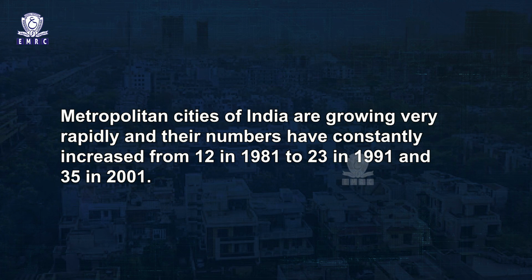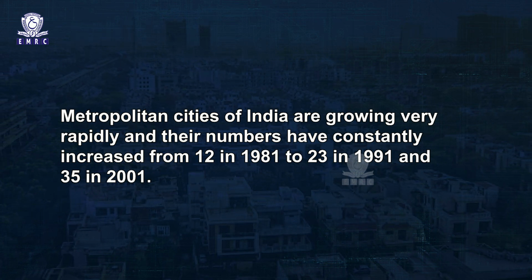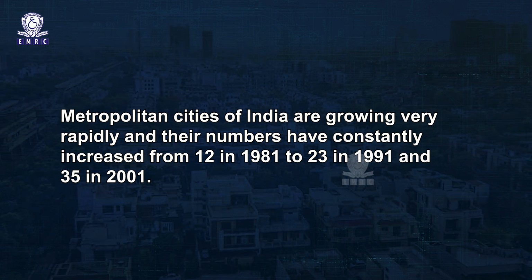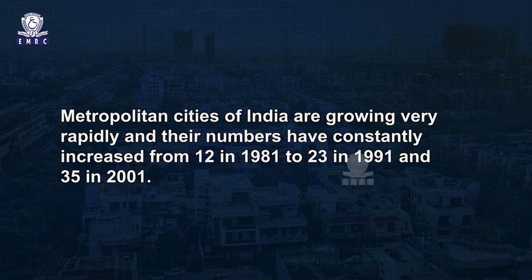Moreover, most of the urban population is concentrated in the class 1 cities, accounting for 65% of the total urban population, and these cities are expanding at a faster rate than average population growth. A more disaggregated level of analysis reveals that the million plus cities, or the metropolitan cities of India, are growing very rapidly, and the numbers have constantly increased from 12 in 1981 to 23 in 1991 and 35 in 2001.